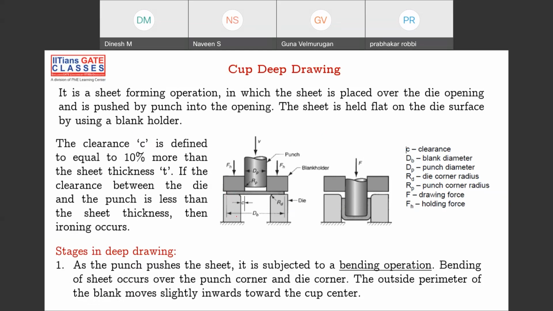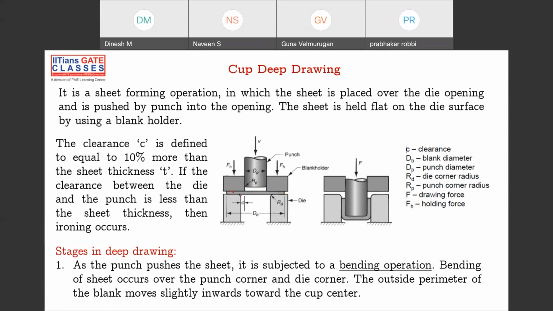Anyone? Initially, when the punch is trying to push the workpiece here, it is trying to push like this. Where is this bending operation occurring? Anyone who can say between what and what this bending operation is occurring? Anyone, guys? Hello? Yes, between corners of punch and clearance.